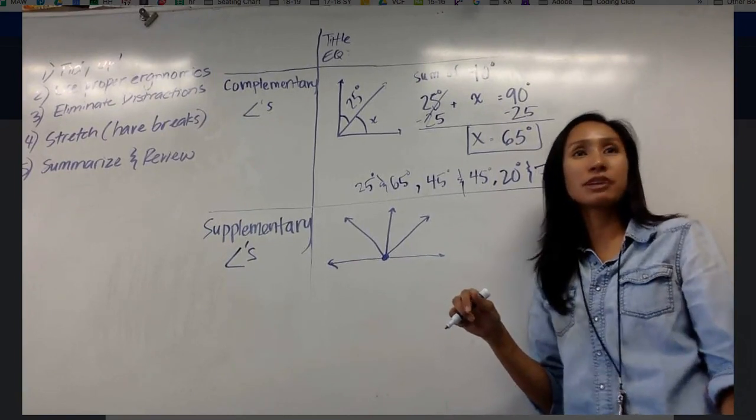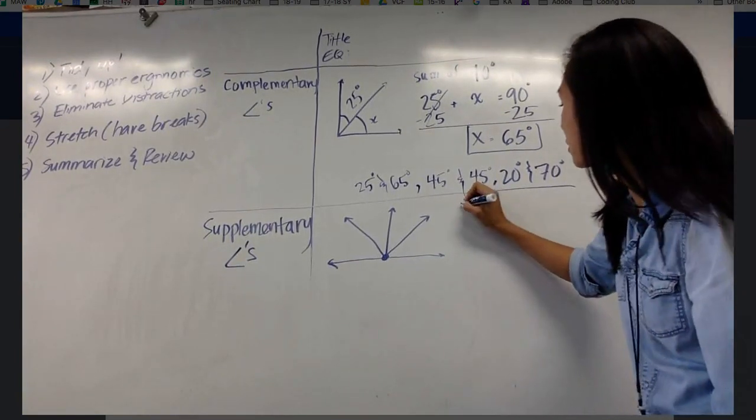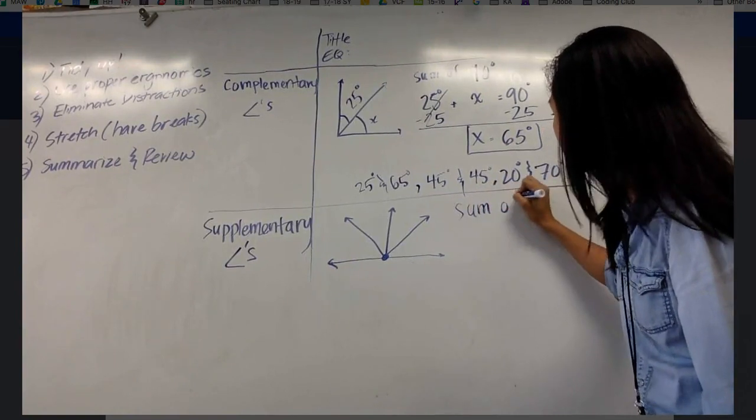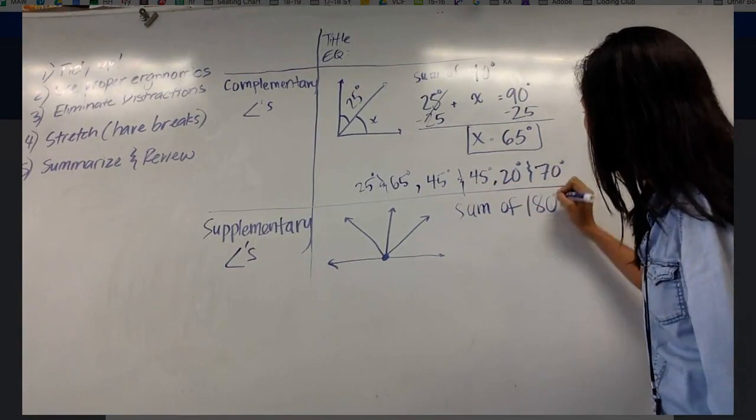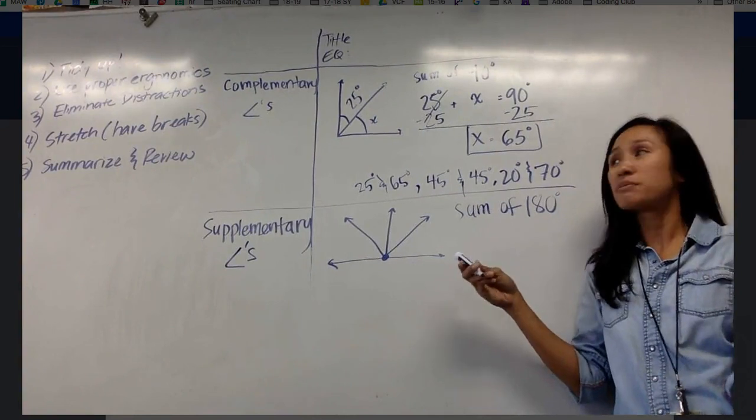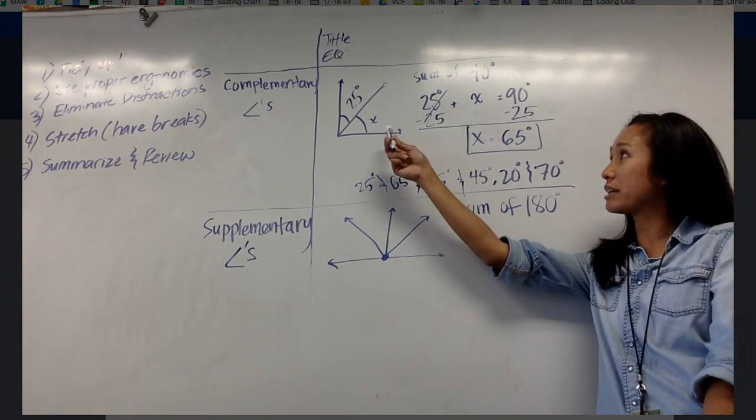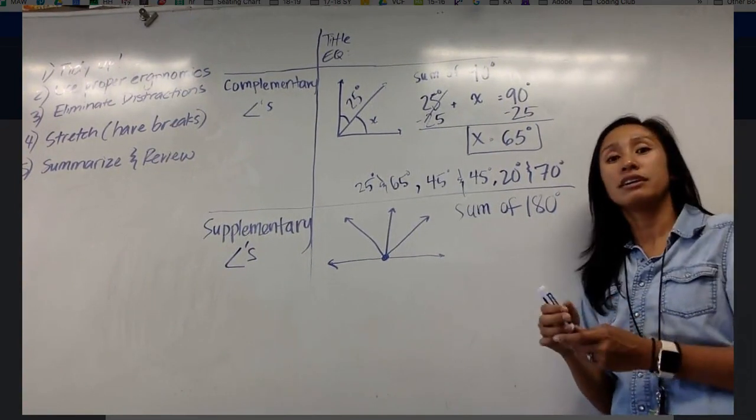Okay. Supplementary angles, you guys said, has a sum of 180. Write down sum of 180. And this is easy to remember because it's just twice of our complementary, right?